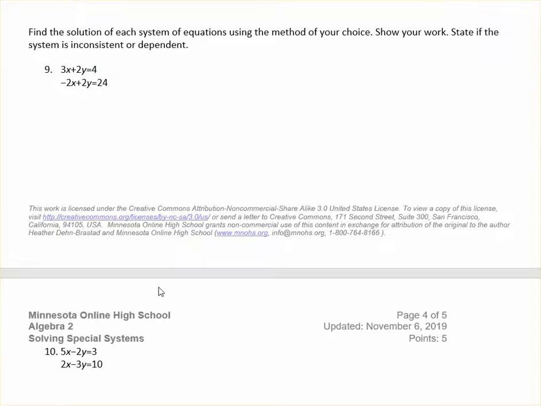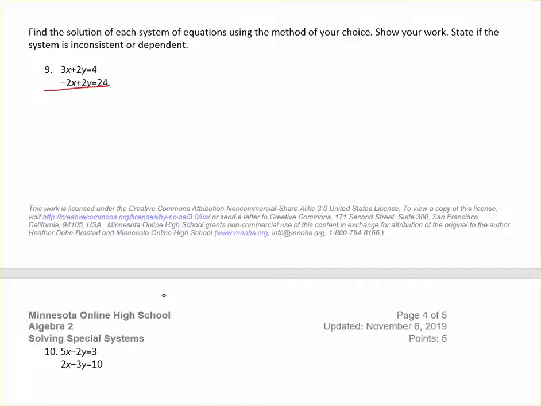All right, then on the next section, it says find the solutions of each system of equations using either substitution or elimination, whichever one you feel more comfortable using, or whichever one this system is set up for. And then if you don't get an answer, then you'll say what it is, whether it's inconsistent or dependent. But on a lot of these, you will get an answer. These are not all going to be no solution or infinitely many solutions.